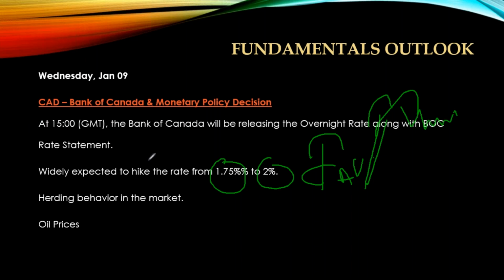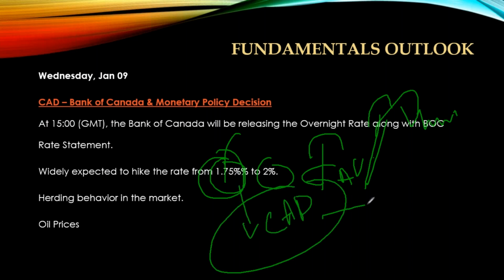But on the other hand, let's suppose Bank of Canada decides not to hike the interest rate. This is going to be an interesting scenario. This can give us a trading opportunity, because no one is expecting them to keep the interest rate steady at 1.75%. If they do, there's going to be a very sharp sell-off in the Canadian dollar. So here's what I will be doing: I will be closing my eyes and selling the Canadian dollar.